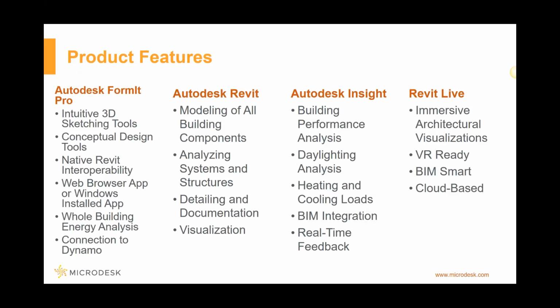So let's do a product features recap. Autodesk FormIt Pro has intuitive 3D sketching tools as well as conceptual design tools, native Revit interoperability, whole building energy analysis, connection to Dynamo, and is available in either a web browser app or Windows installed apps. Autodesk Revit allows you to model all building components, analyze systems and structures, detail and document your design, and full visualization capabilities.